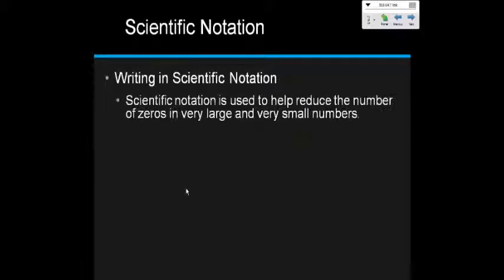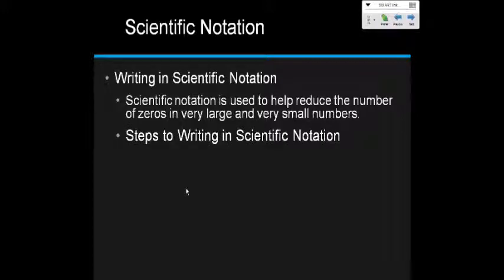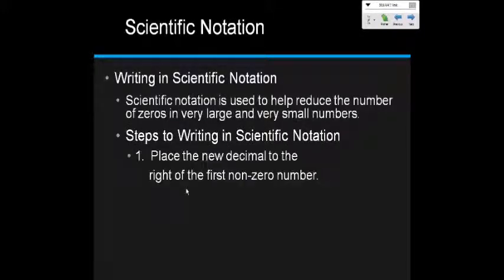Now, let's look at scientific notation. This should all be a review. Y'all should have covered this in physical science, but let's go ahead and review some. Writing in scientific notation. We use scientific notation to help reduce the number of zeros in very large or very small numbers, either way. And there are some steps in writing in scientific notation. Make sure you jot these down.